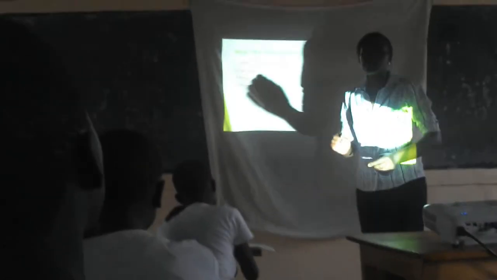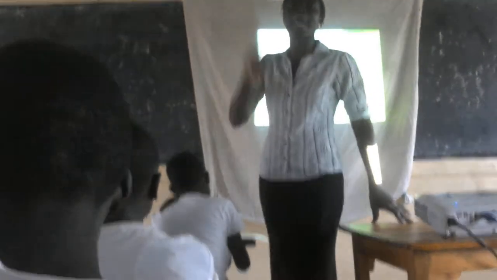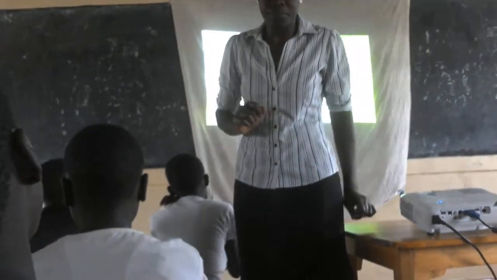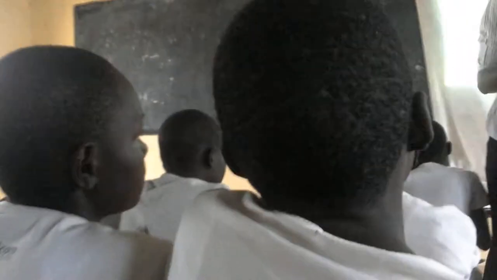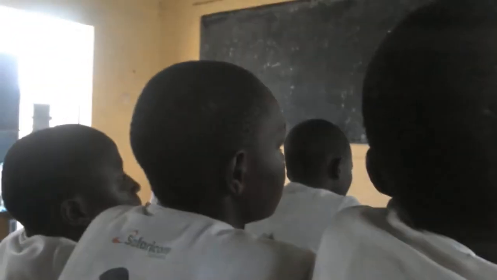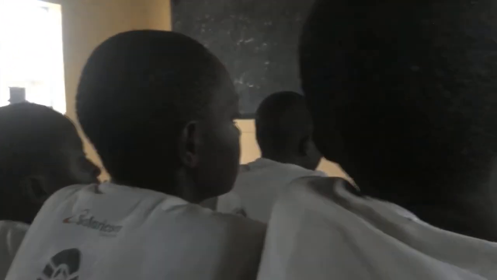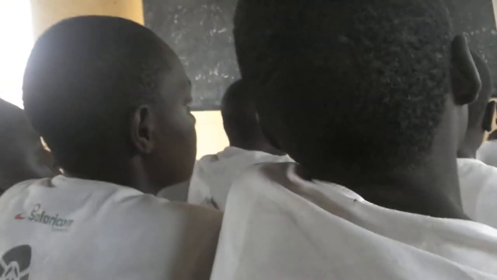A barometer is used to measure atmospheric pressure. Can you all say atmospheric pressure? Atmospheric pressure. So if you want to know the pressure in the atmosphere, you are going to use a barometer. From our projector, we shall see how it looks like. We shall check on the next one, which is the sunshine recorder.